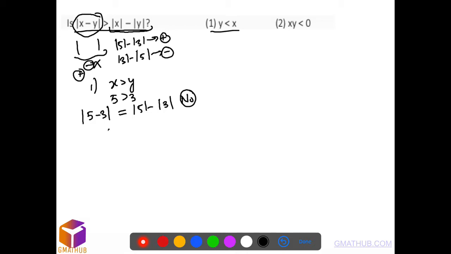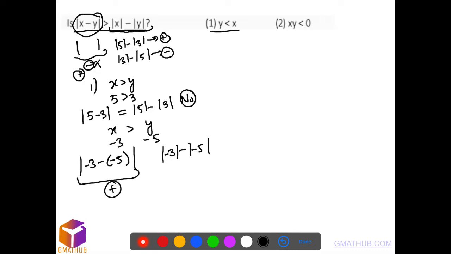While if you take x as minus 3, y as minus 5, the left hand side would be this, and the right hand side would be this. Now if you see, the left hand side is always positive, but the right hand side in this case is negative. So it can be a yes case also, not sufficient.